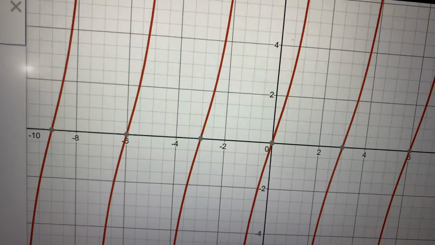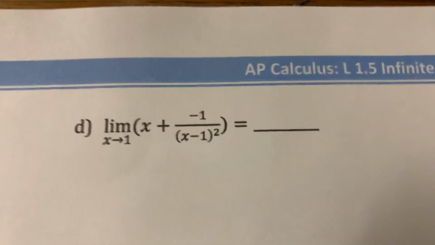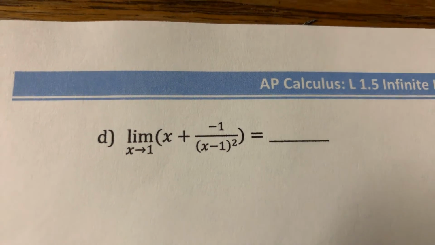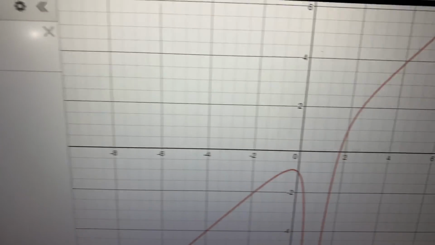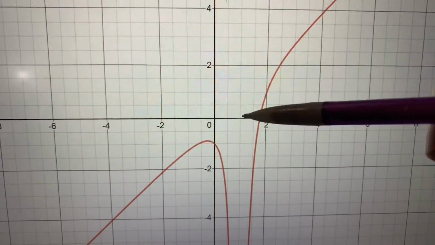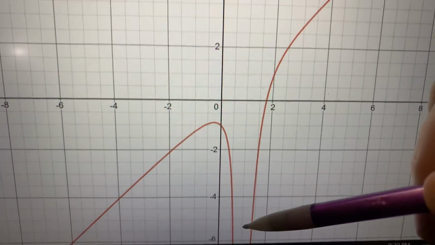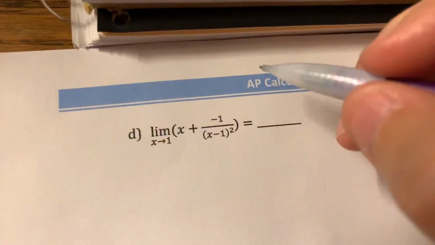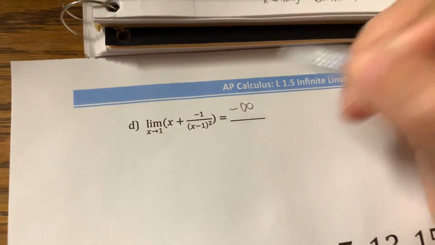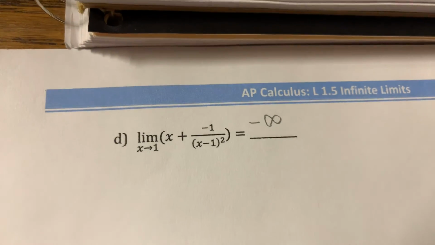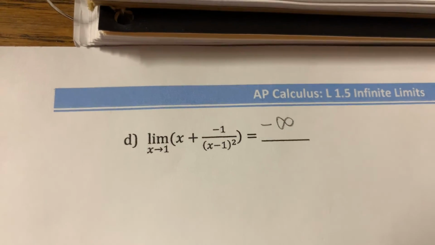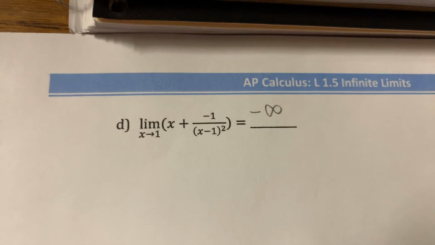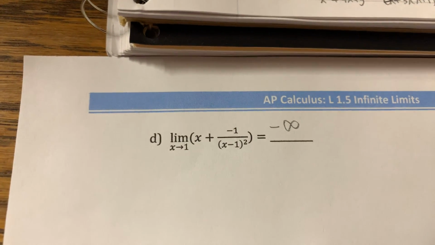Okay, and then my last one, this one right here. They want to know what's happening as x approaches 1. Here's that function. I typed it into Desmos. As x approaches 1, which is right here, both sides are going to negative infinity. Since they're going to the same place, I can say that this is negative infinity. If they were going to 2 different places, one going to infinity, one going to negative infinity, then I could say it just doesn't exist, and not specify infinity or negative infinity.